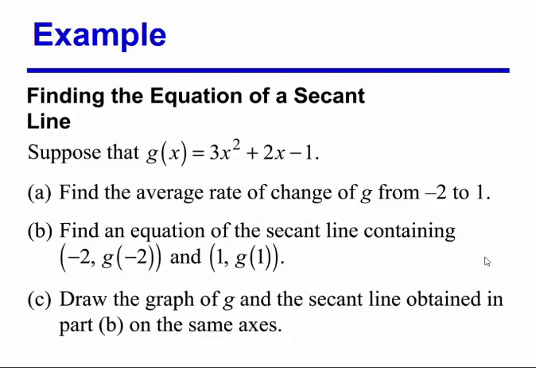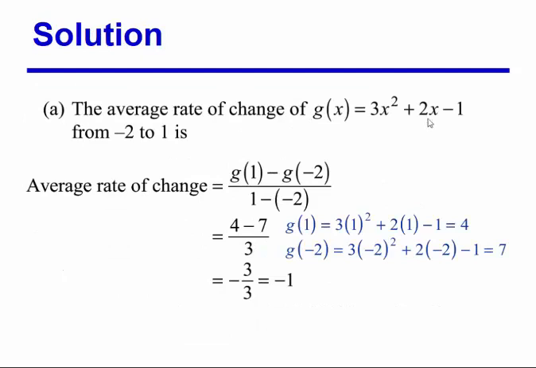So suppose that g of x is equal to 3x squared plus 2x minus 1. We're going to find the average rate of change from -2 to 1. Then find the equation of the secant line containing (-2, g of -2) and (1, g of 1). And then we're going to draw the graph of g and the secant line obtained in part b on the same axes. And so the average rate of change for this particular function from -2 to 1 is -1.